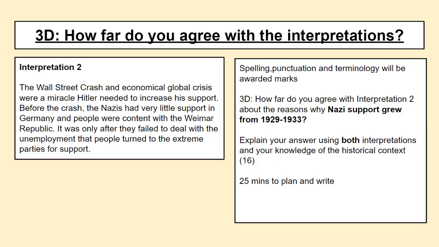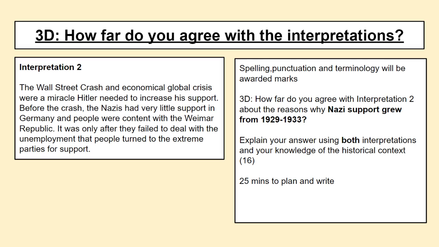So the question will look like this. It will say, how far do you agree with interpretation 2 about the reasons why? And then it will link into the inquiry, the same as 3B and 3C did. So in this case, we've been looking at Nazi support growing from 1929 to 1933. It will say, explain your answer using both interpretations.